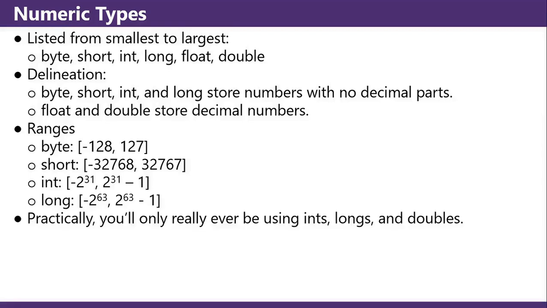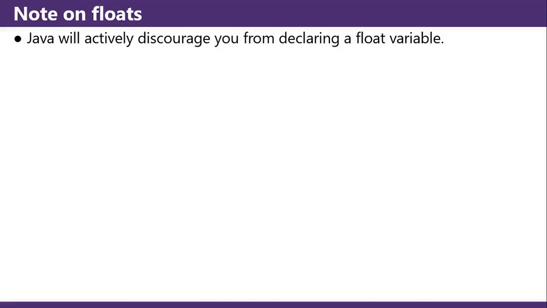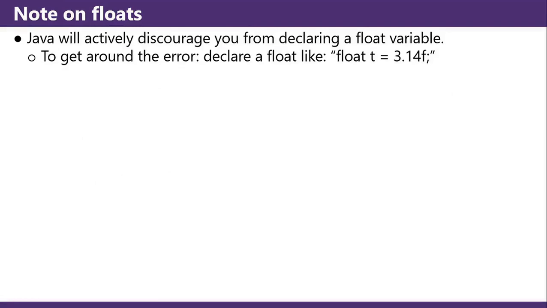Practically, you'll only really ever be using ints, longs, and doubles. Java will actively discourage you from declaring a float variable. To get around the error, declare a float like this: float t = 3.14f, with f being the key bit.